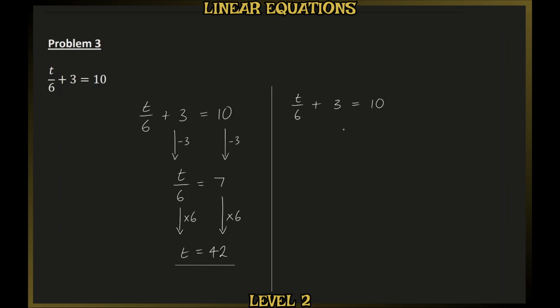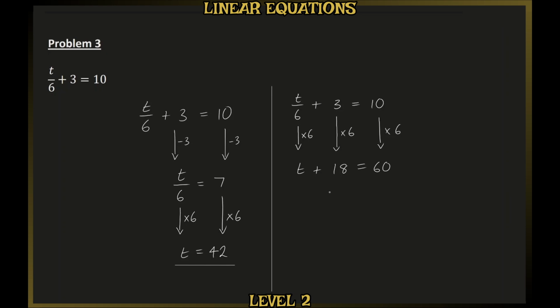As an alternative to the first solution to this problem, we could first remove the divide by 6, and to do that we use its inverse and we times by 6. But what we need to make sure when we multiply an equation is that we multiply every single term by 6, including the plus 3 and the 10. So on the left, t over 6 multiplied by 6 gives us t, then 3 times 6 is 18, and 10 times 6 is 60.